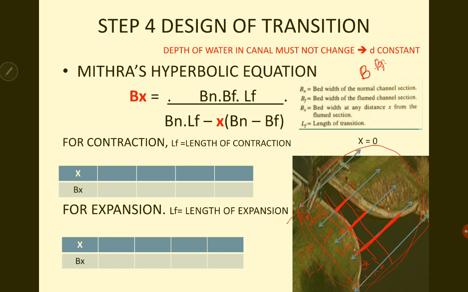Okay, so for contraction, Lf is equal to length of contraction, and we have to write down a box like this and then fix up x is equal to 2 meter, 4 meter, 6 meter, like that. You have to divide this complete length, contraction length, into various parts and find out the breadth width at that particular distance in the flumed section. Similarly, in the expansion part also, we have to take the length of expansion, Lf, as the length of expansion, and give certain values for x, and then find the corresponding Bx values. Okay, this is a design of transitions.